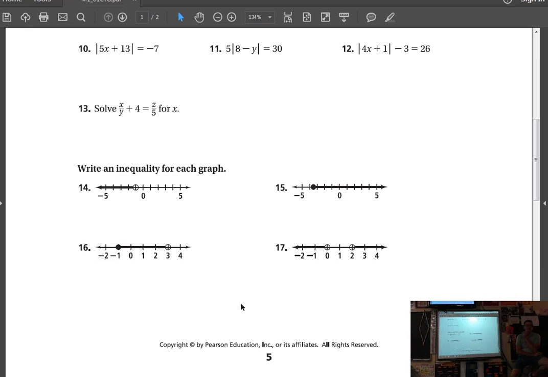So when I either have a confined range or two separate ranges, I'm going to use multiple inequality symbols. When I only have one range and it continues out forever, I only need to use one. And the big difference between 16 and 17: this is "and," so we write it together. This is "or," so we write it separately.